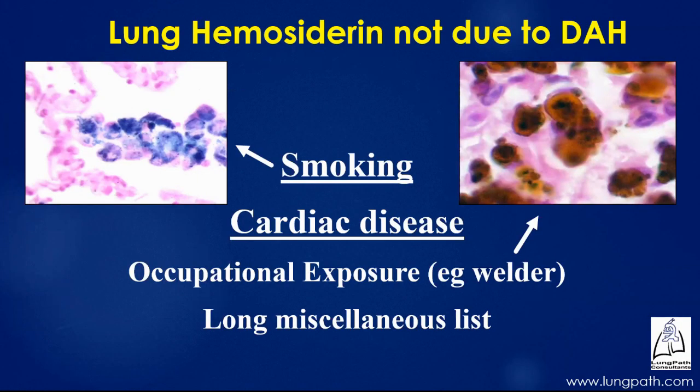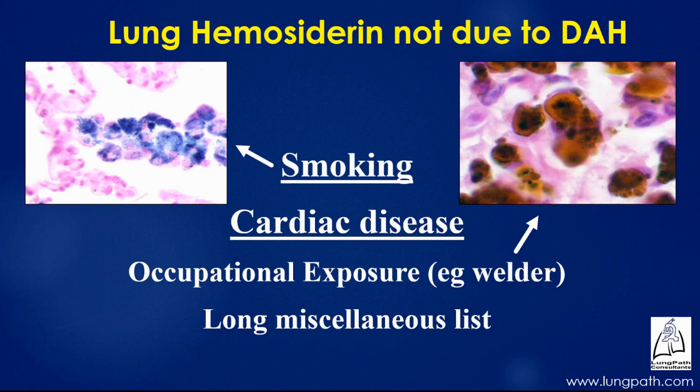What do you do with hemosiderin in the lung? Actually, hemosiderin is important to identify. And in consult cases, I think it's not uncommon for pathologists not to have appreciated hemosiderin that's present. If you think it's there, do a Prussian blue stain. It's easy enough. What are the most common causes?